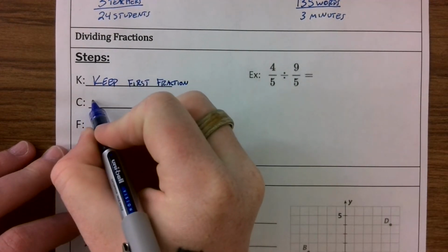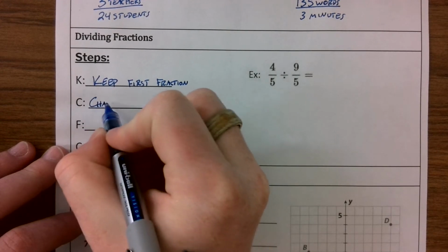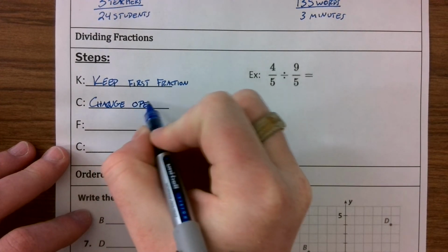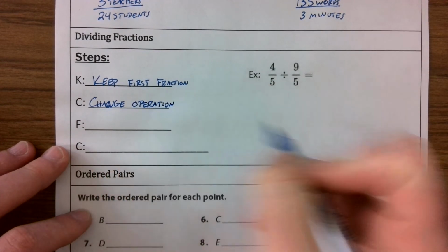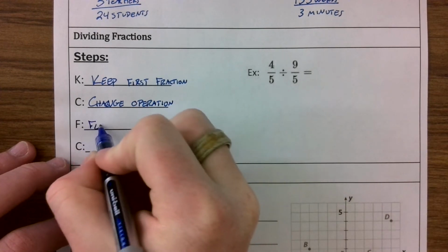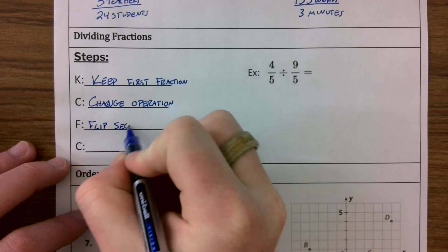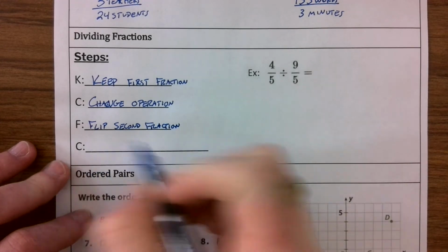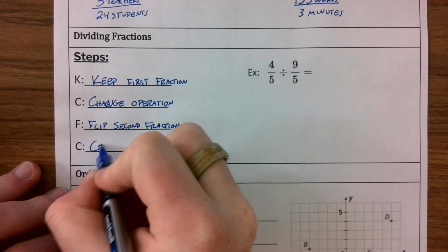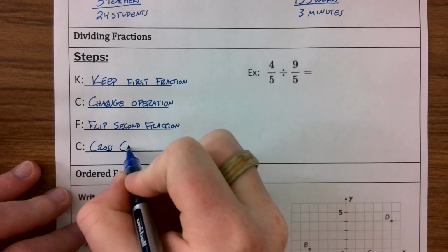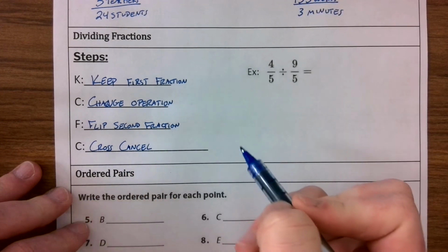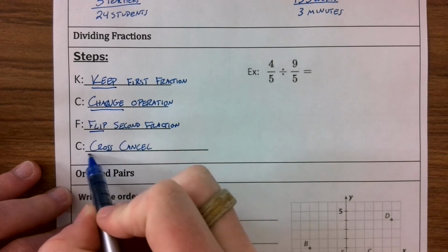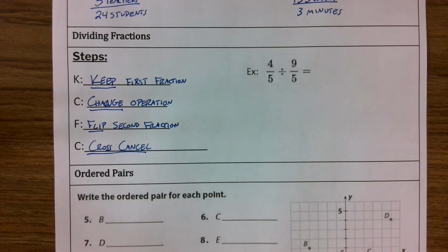The first C is for change the operation. F is for flip second fraction. And the last C is for cross cancel to simplify. So what you really need to know is keep, change, flip, cross cancel. Let's practice.